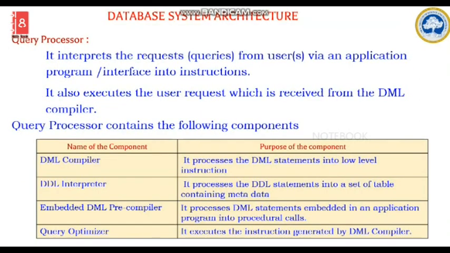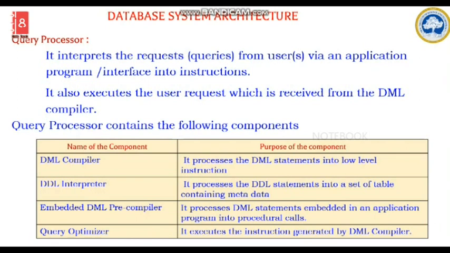The query processor interprets the requests, that is queries from the user via an application or interface, into instructions. It executes queries received from the DML compiler. So the user gives a query to the compiler, which is received by the query processor, which processes the user components, DML compiler, and DDL statements into low level instructions. It gives them to the DDL interpreter.